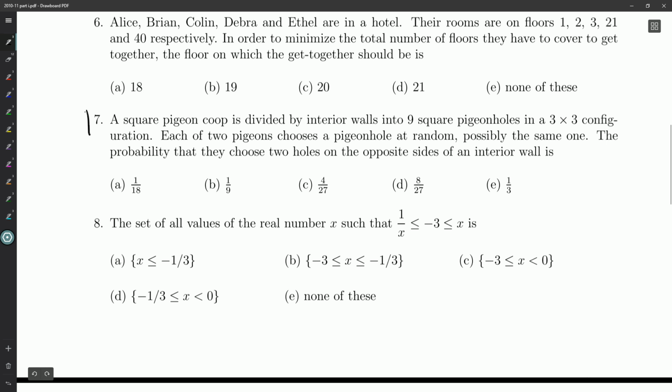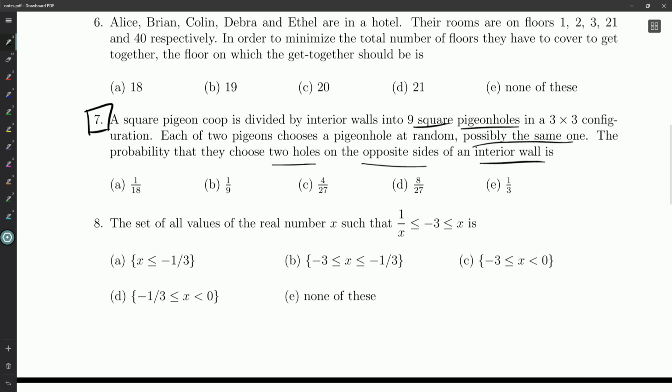We're looking at question number 7 on part 1 of our contest from Alberta. A square pigeon coop is divided by interior walls into 9 square pigeon holes in a 3x3 configuration. Each of 2 pigeons chooses a pigeonhole at random, possibly the same one. So we've got 2 pigeons, they both pick a hole at random. The probability that they choose 2 holes on opposite sides of an interior wall is.